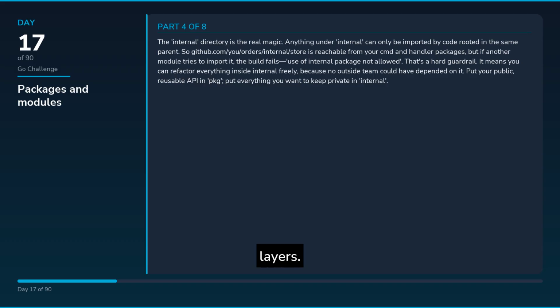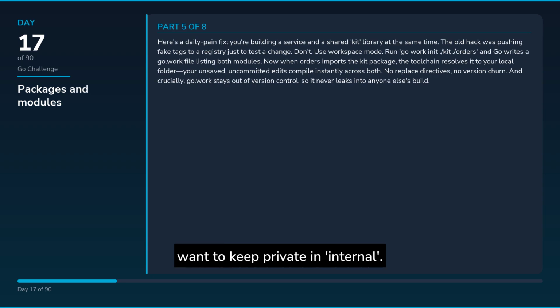The internal directory is the real magic. Anything under internal can only be imported by code rooted in the same parent. So github.com/u/orders/internal/store is reachable from your cmd and handler packages, but if another module tries to import it, the build fails: use of internal package not allowed. That's a hard guardrail. It means you can refactor everything inside internal freely, because no outside team could have depended on it. Put your public, reusable API in pkg, put everything you want to keep private in internal.